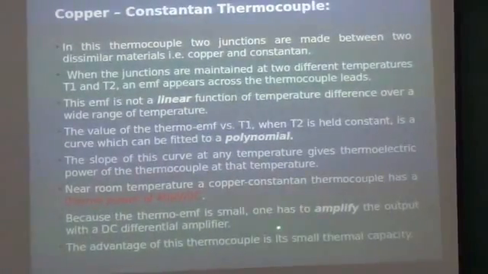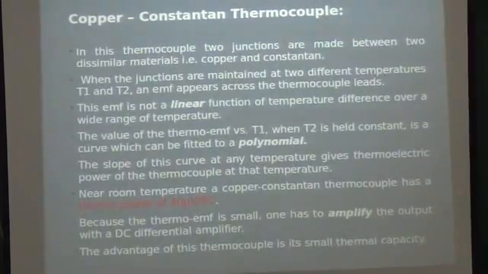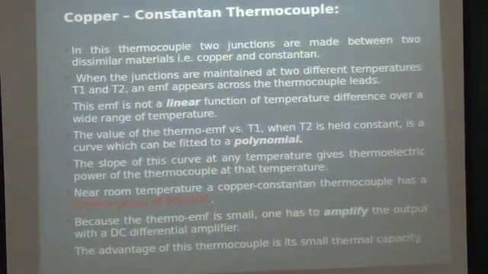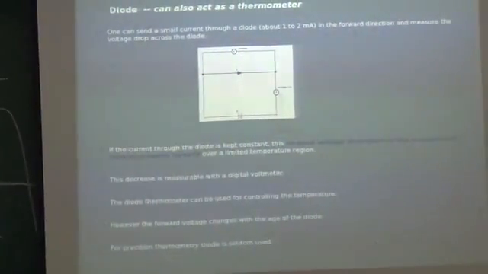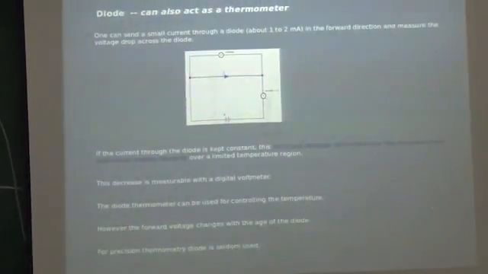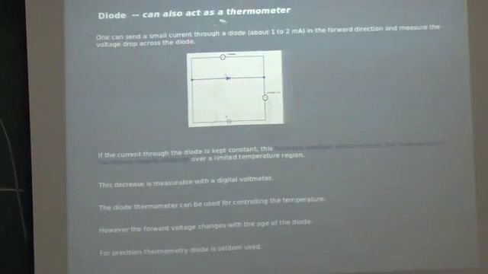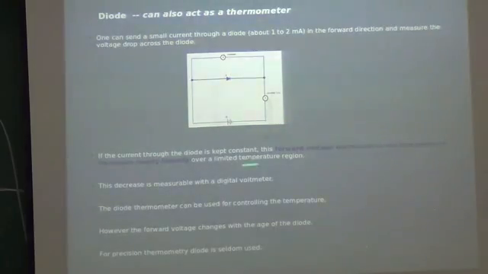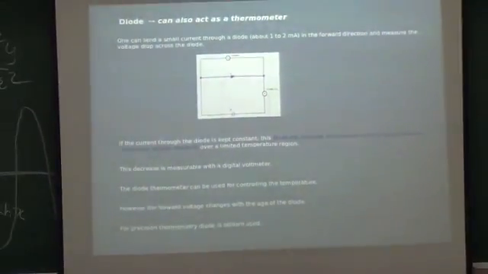Since thermo EMF is small, we have to amplify it by using a DC difference amplifier in the same way that we discussed in the first lecture. Okay. The other is, if you take a PN junction diode, okay, a forward biased PN junction diode, allow a very small amount of current to pass through it, and now you heat it. The forward bias voltage decreases with increase in temperature over a limited temperature range.